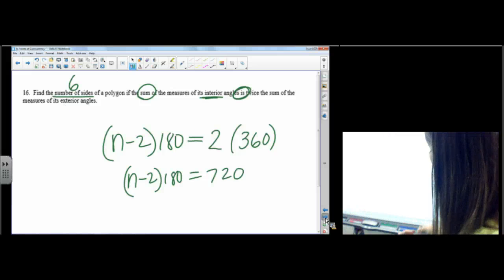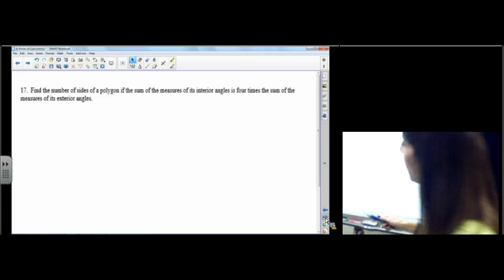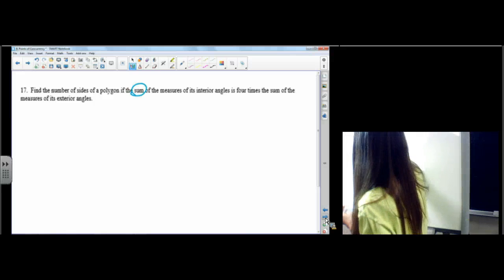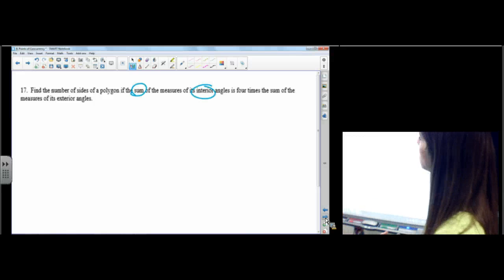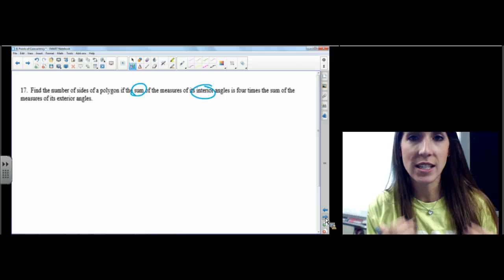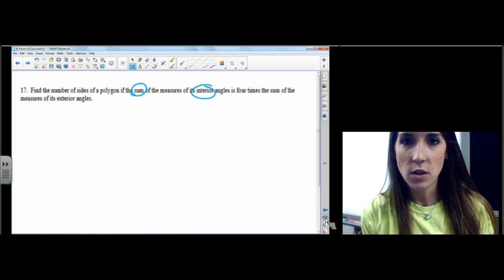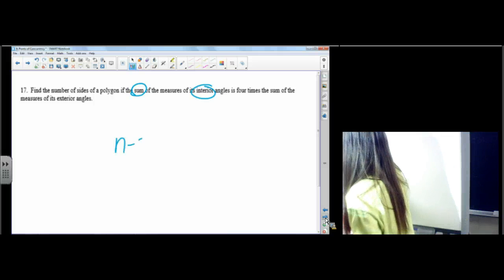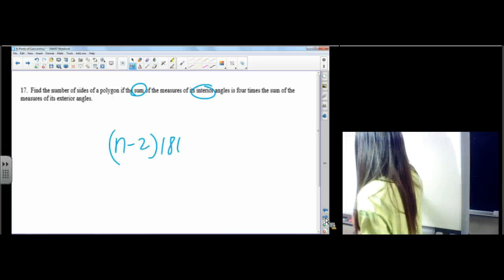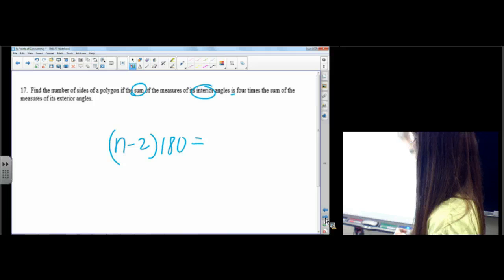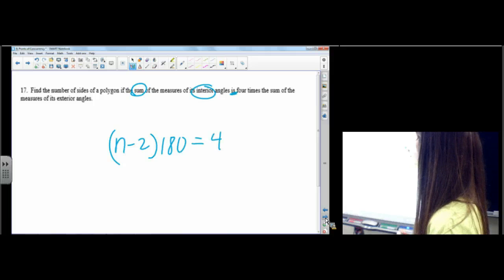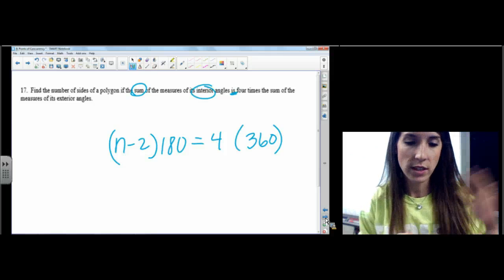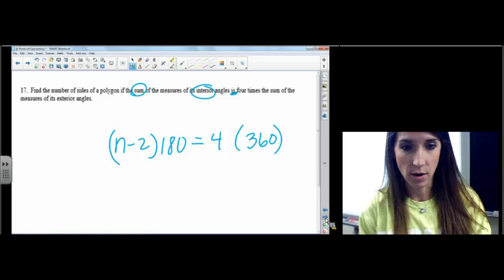Let's try the same thing on number 17. Let's find the key words. Sum of the interior angles is 4 times the sum of the exterior. So this is just like the one we just did. You can practice this one because now you know how to do it. So we know it's going to be n minus 2 times 180 equals 4 times, and we know the exterior angles add up to 360 no matter what. So you can solve for n on this one since we just did one like that.